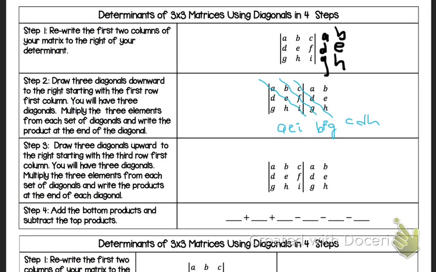Okay, next step, you draw 3 diagonals upward. Same idea, except now we start from the bottom left. So we multiply this way now. So we get GEC, HFA, and then IDB.